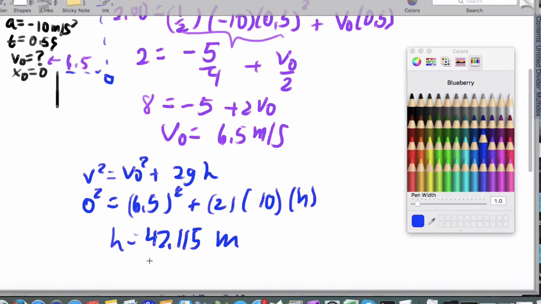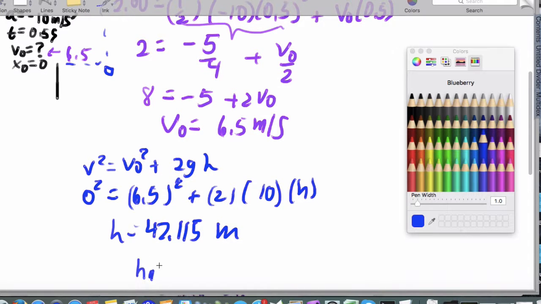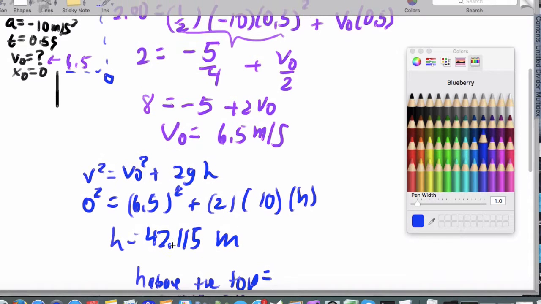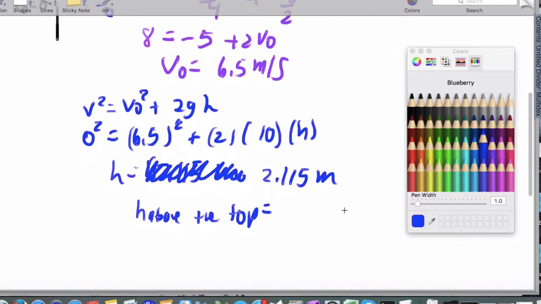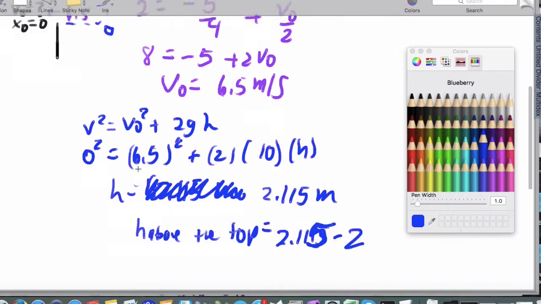42.115 meters. So my total height above the top of the window is going to be, sorry, this is not 42.225. This is the height here when I solve it. I apologize. When you actually do this math, it's going to be 2.115 meters. Very sorry about that. And then when we get the height above the top, that's going to be 2.115 minus the 2 that we had for the height of the window.